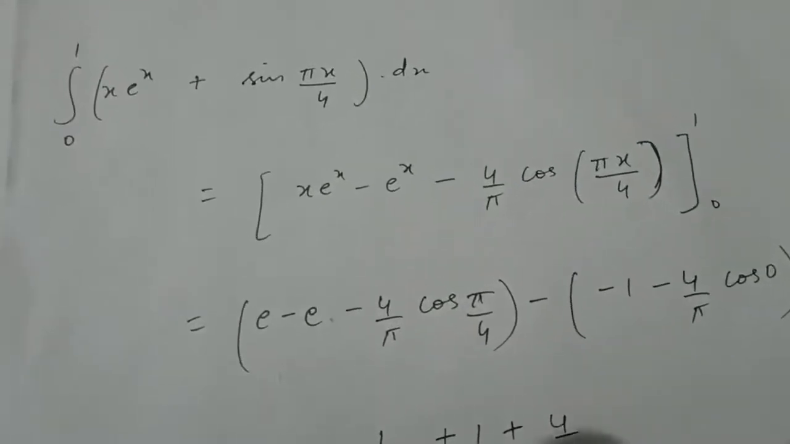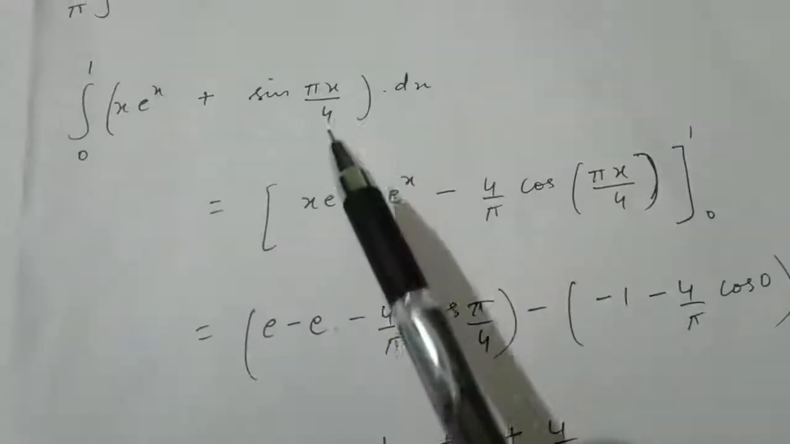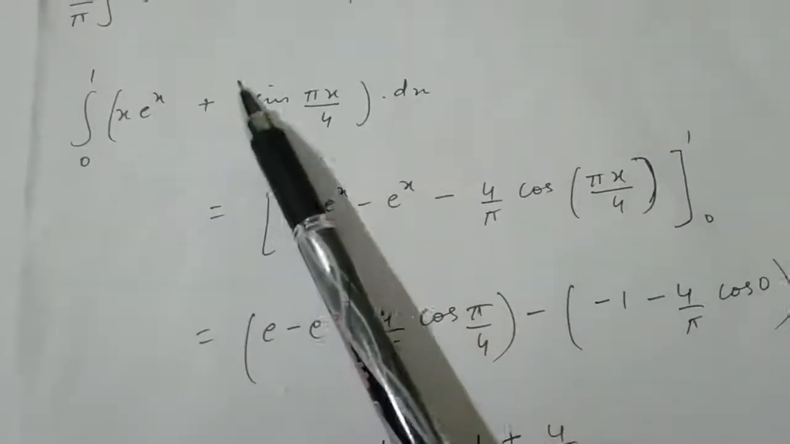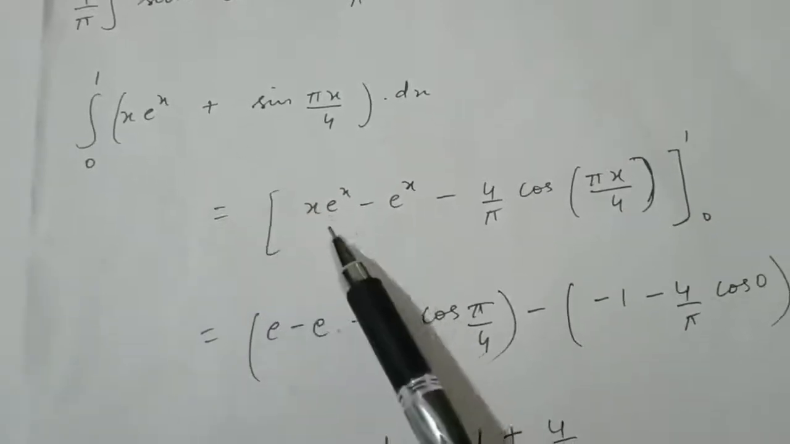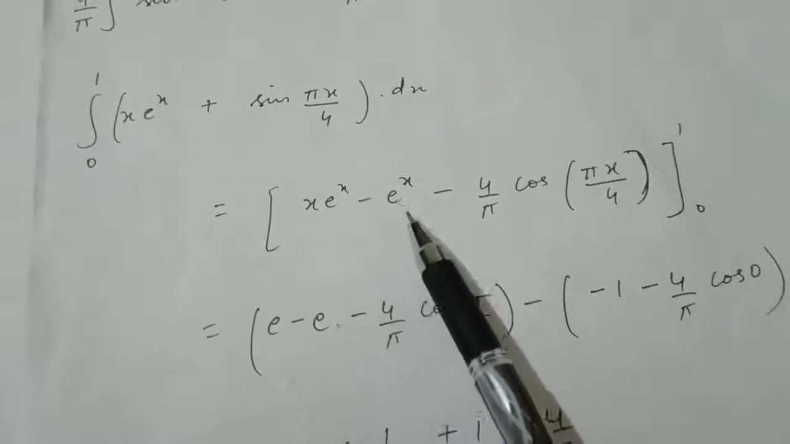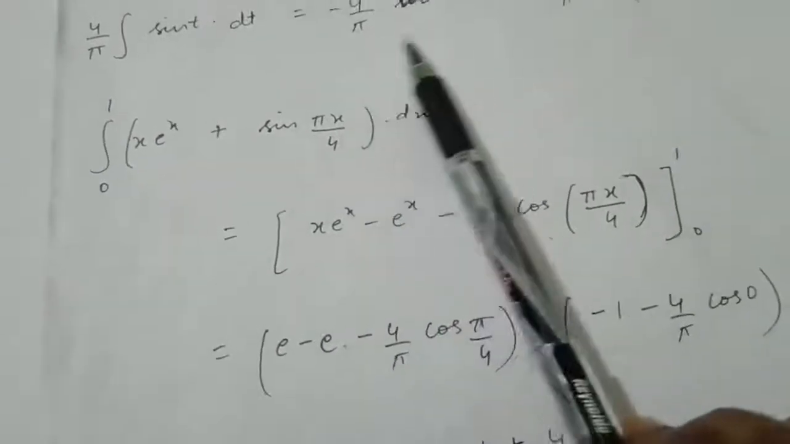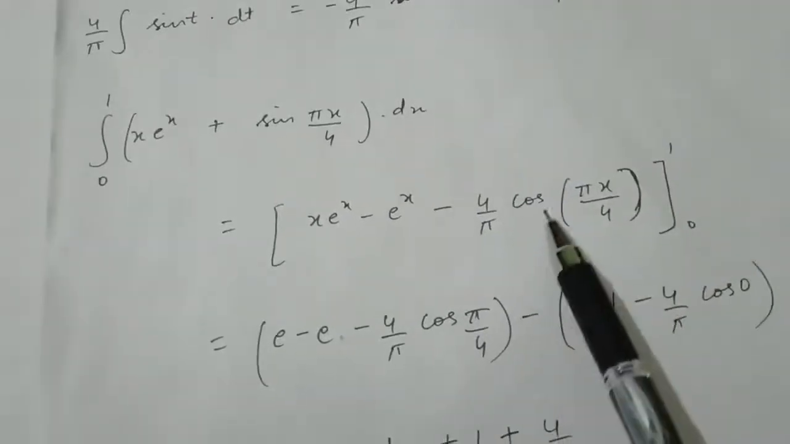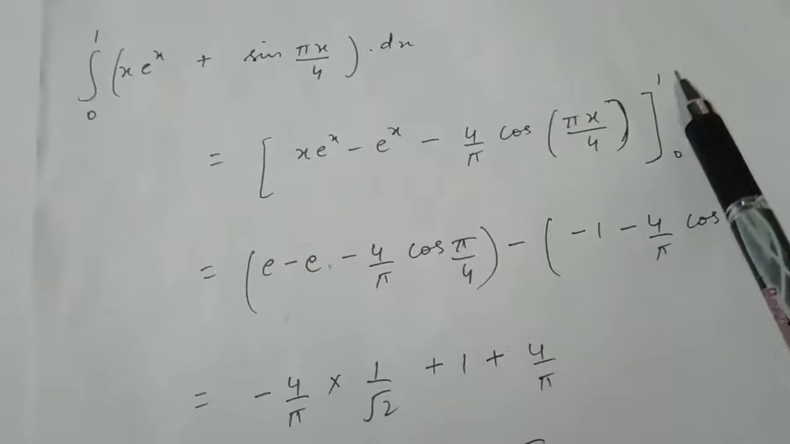Now we know the integrals of both of these functions. So find out the definite integral, which will now be equal to: integral of this is x into e raised to the power x minus e raised to the power x, and integral of this is minus 4 by pi cos pi x by 4, from the limits 0 to 1.